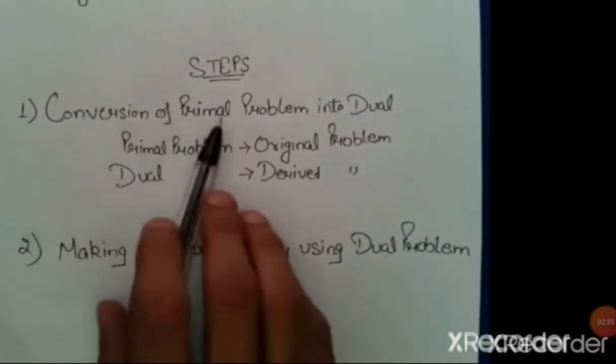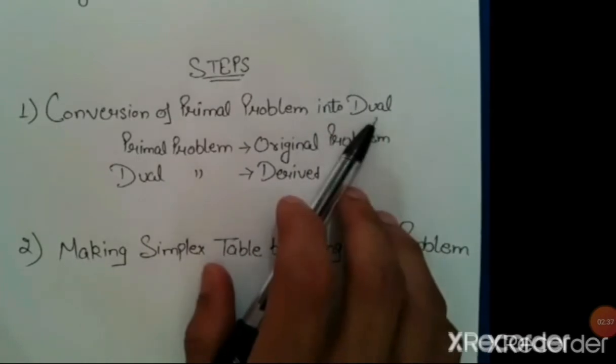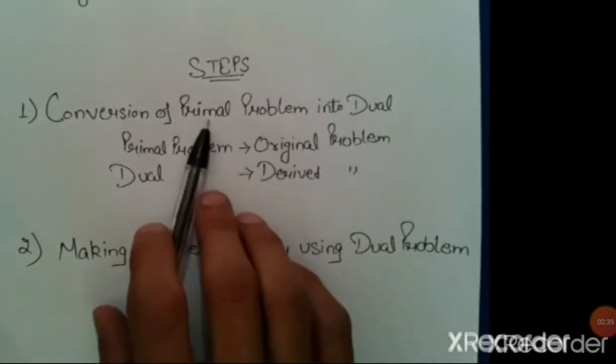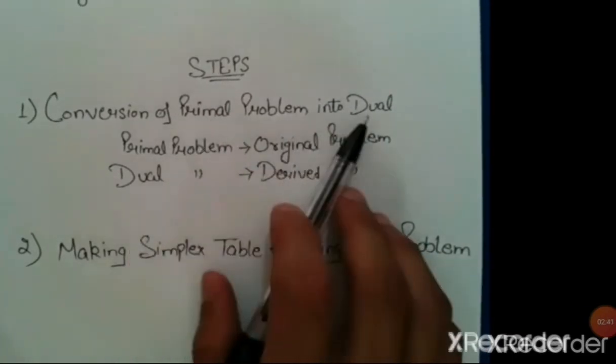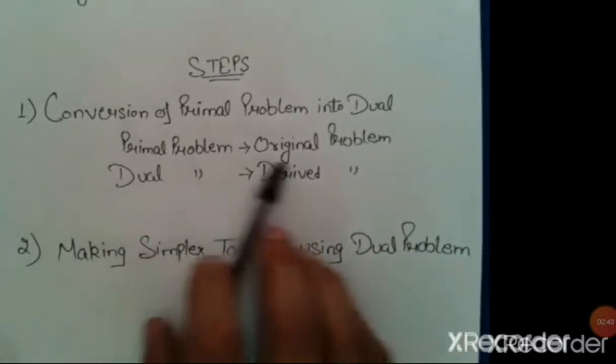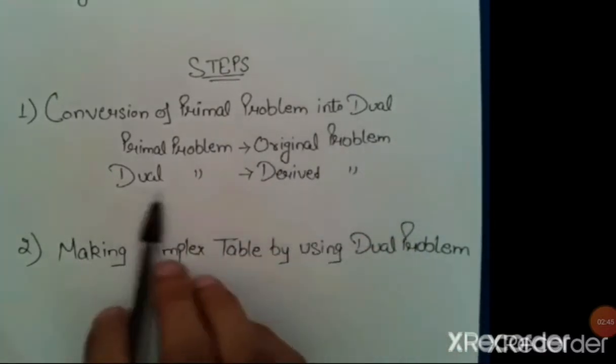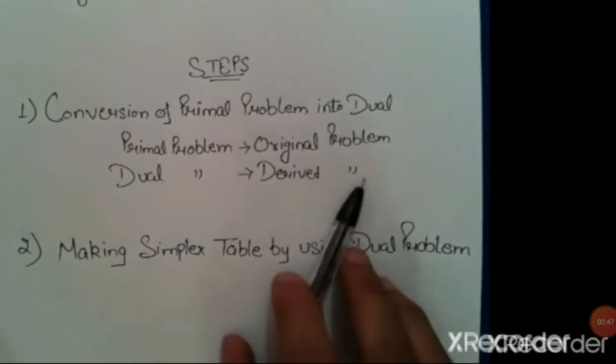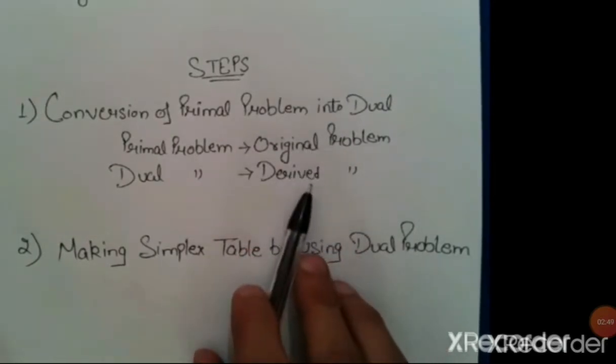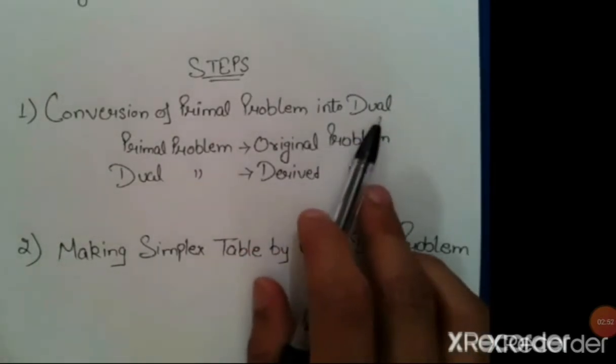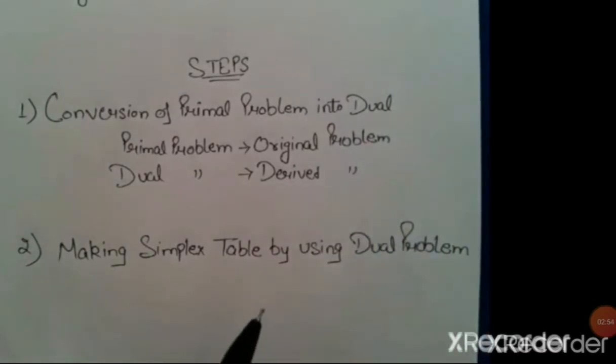What is the step? The first step is conversion of the primal problem into the dual problem. The primal problem is the original problem and the dual problem is derived from the original problem. Next step, making a simplex table by using the dual problem.